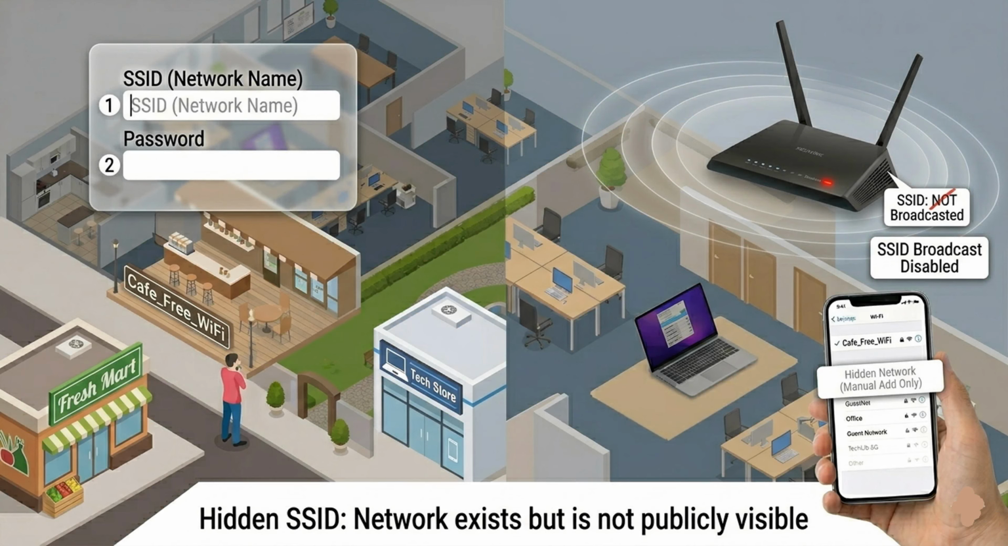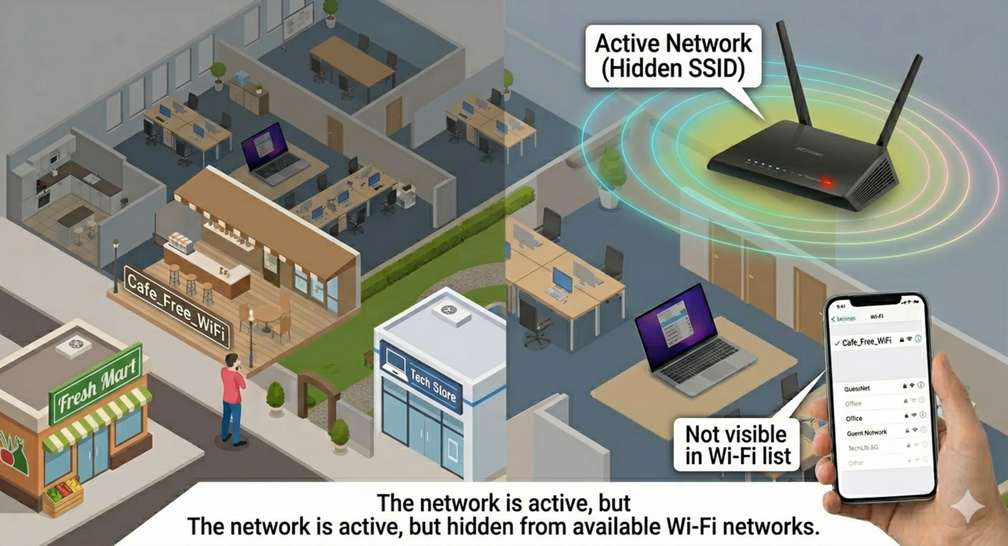What is a hidden SSID? A hidden SSID is a Wi-Fi network whose name, or SSID, is not broadcast publicly by the access point. In simple terms, the network exists and is active, but it does not appear in the list of available Wi-Fi networks on your phone or laptop.